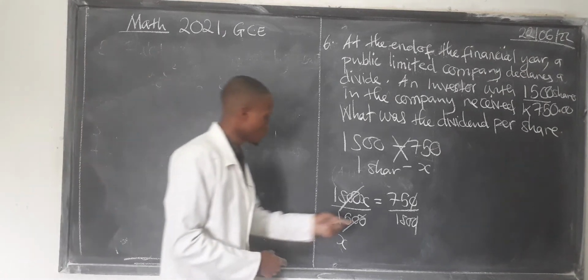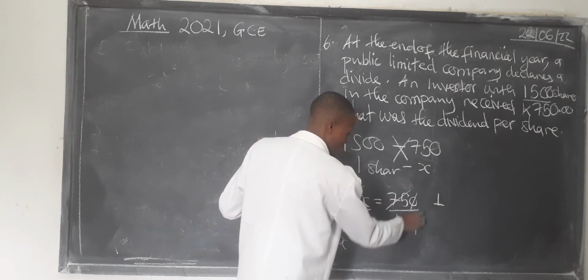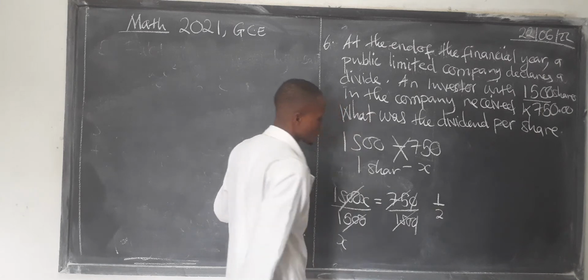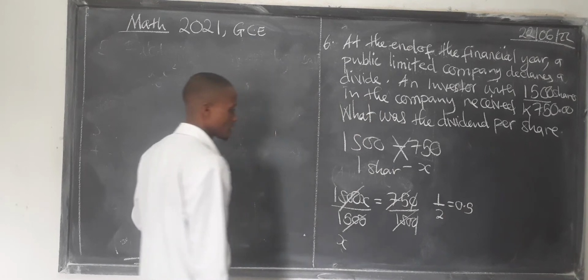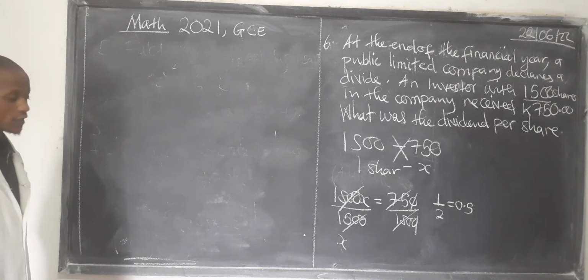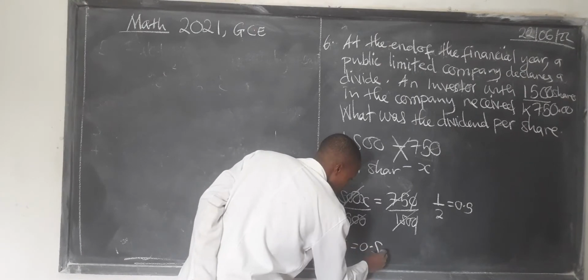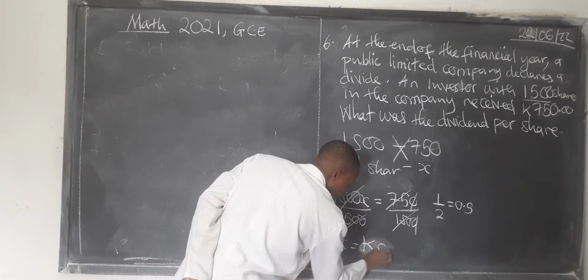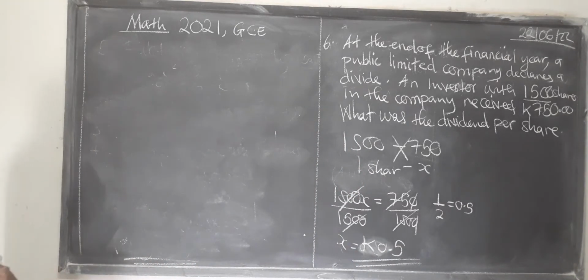Now 75 can go into 150. You can reduce that. 75 there is 1. 75 into 150 is 2. So you divide now 1 into 2, which is giving you 0.5. So per share, the dividend was declared to be 0.5 kwacha, which can be called 50 ngwee. So the dividend which was declared per share was 0.5 kwacha, which is 50 ngwee.